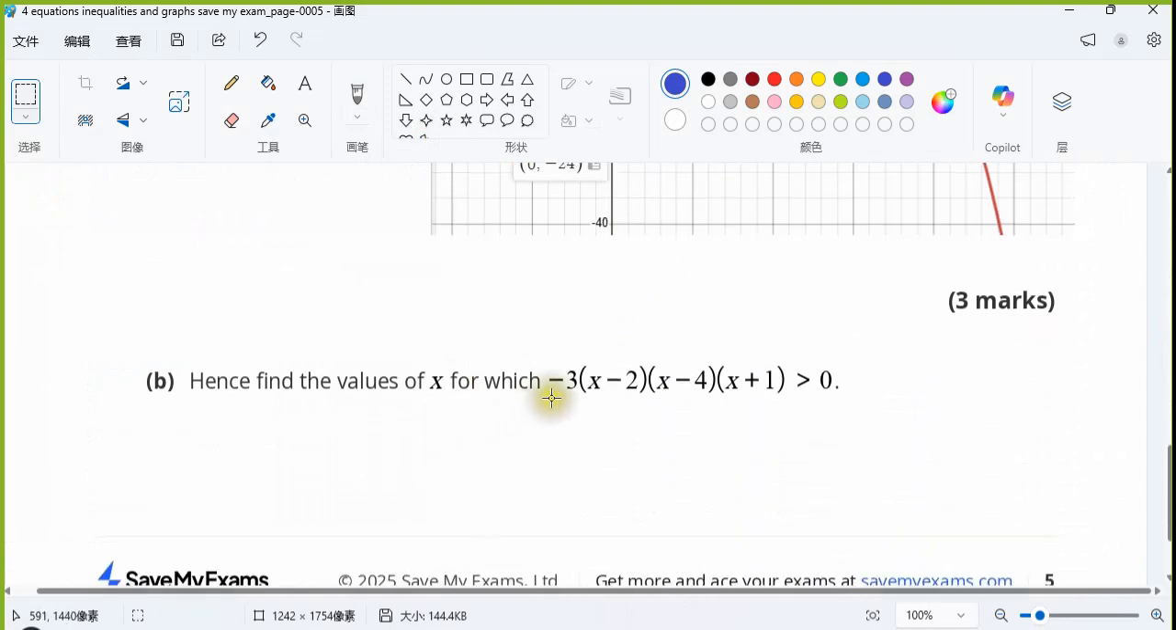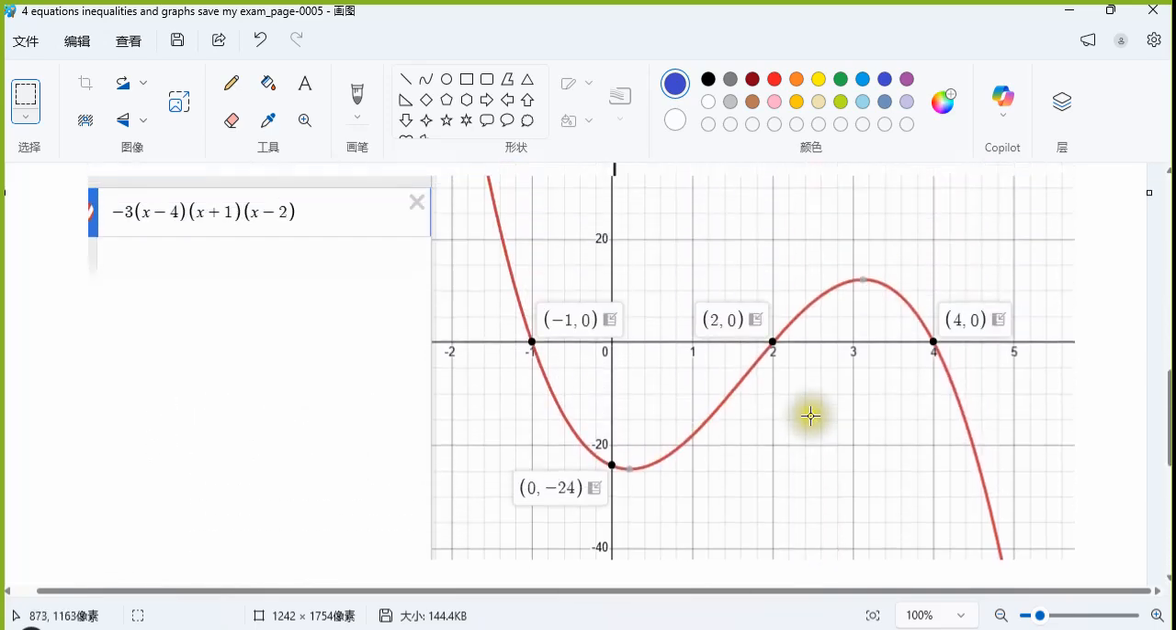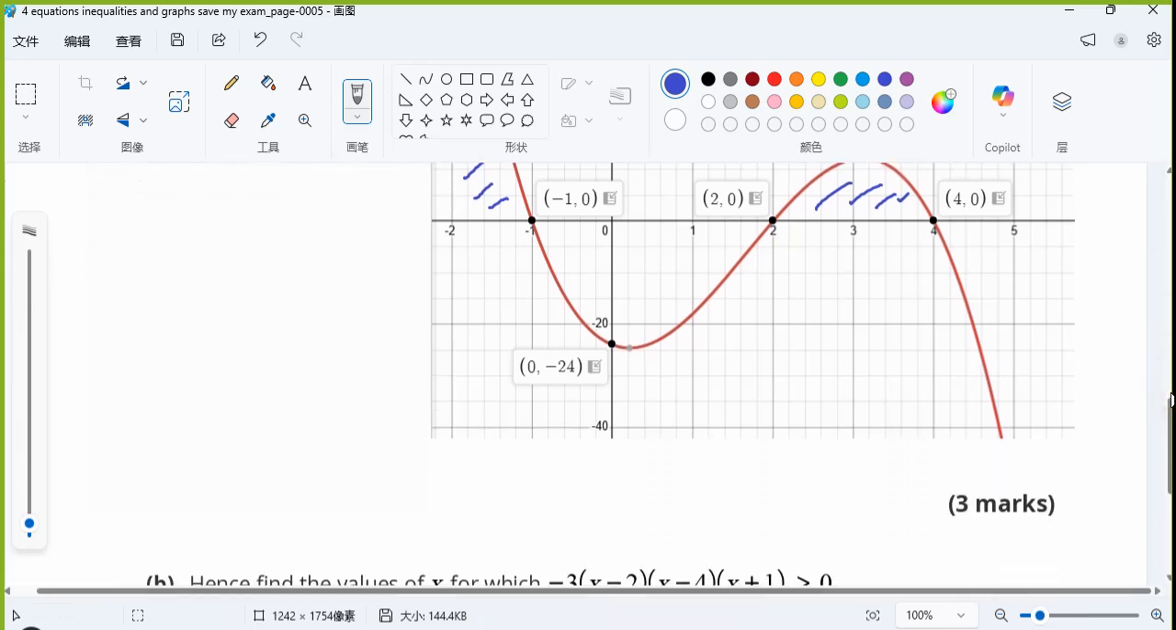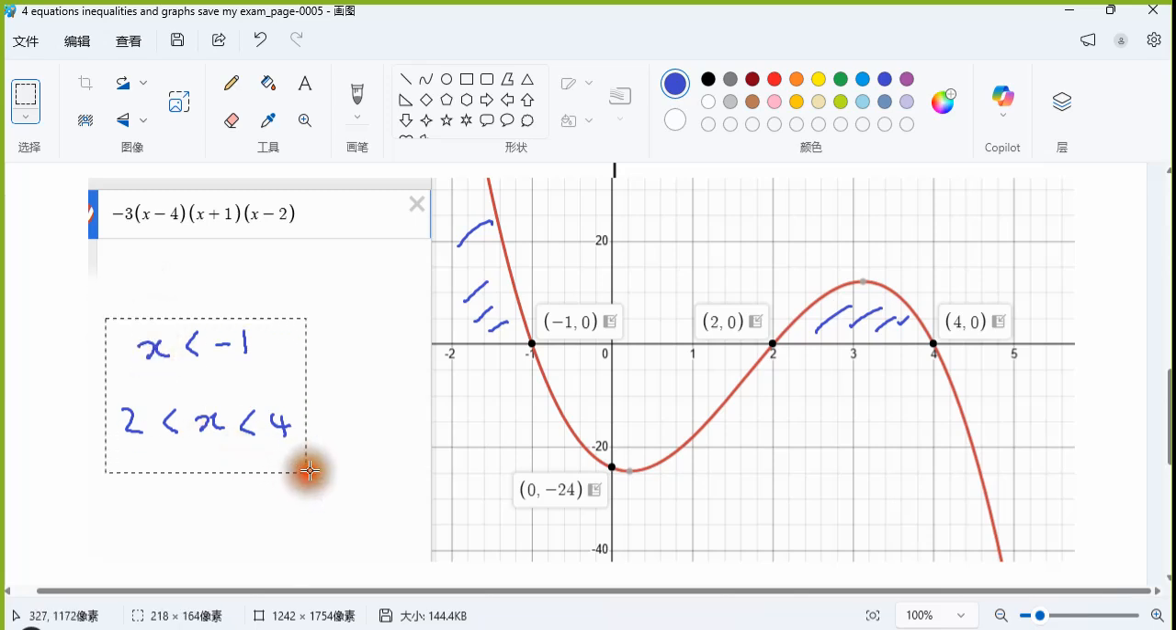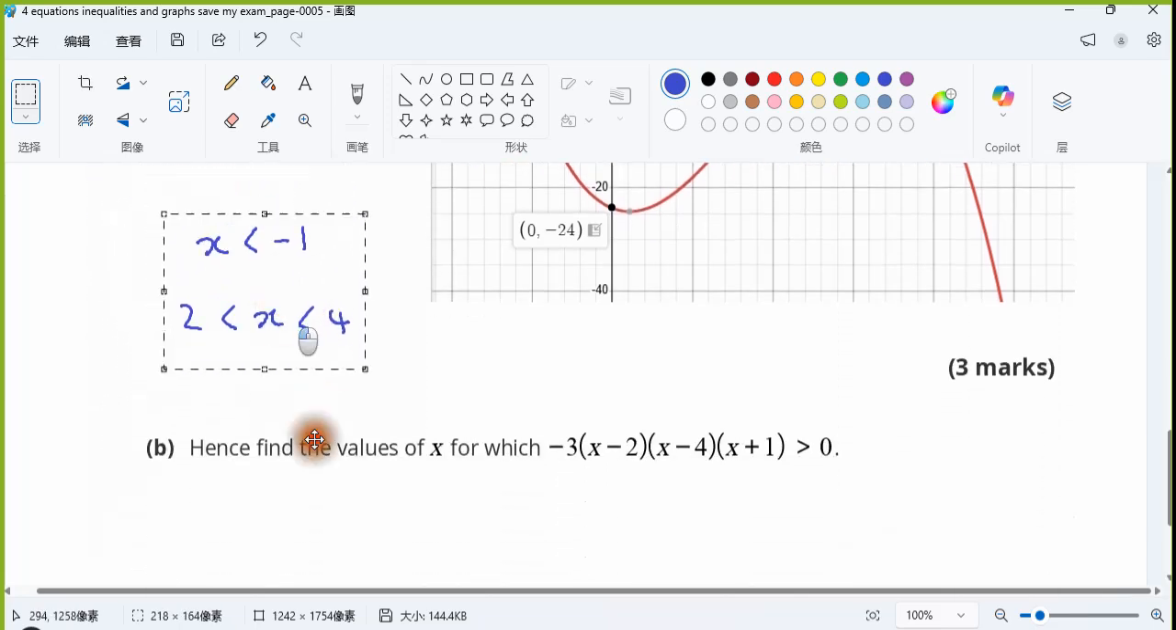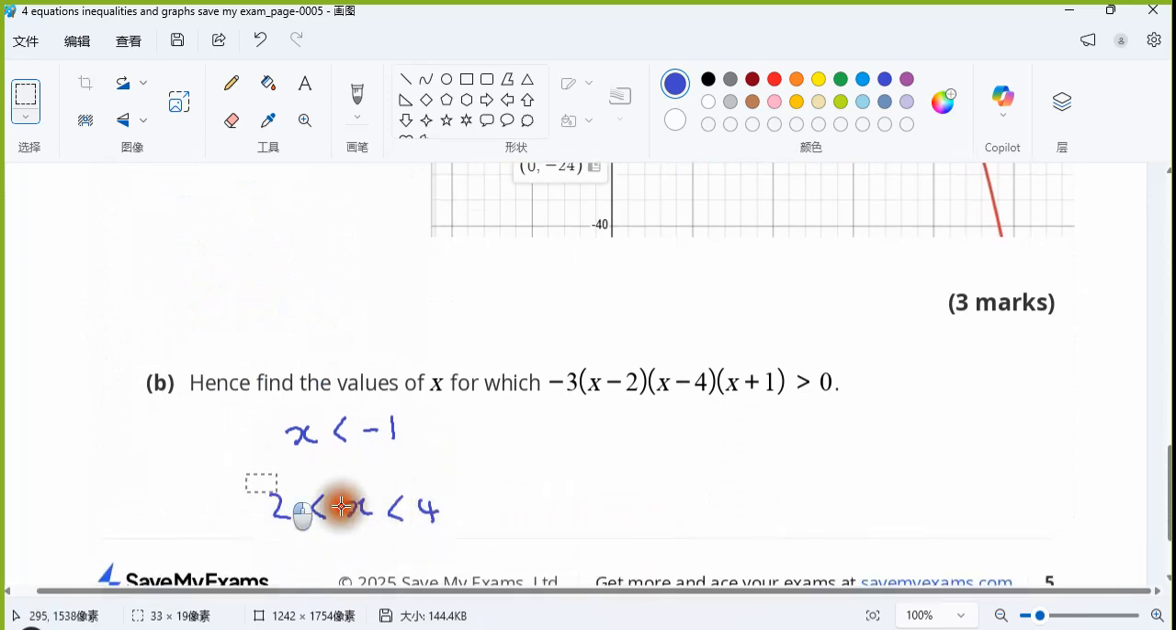Next, find the value for greater than 0. Greater than 0 will be this part and this part. So there's no equal sign here. So the x is less than negative 1 and the x is between 2 and 4. So this will be the final answer. X less than negative 1 and then the x is between 2 and 4.